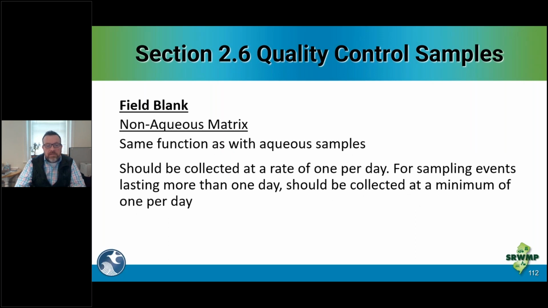For your non-aqueous matrix field blank samples, you serve the same function as your aqueous samples, and at least one field blank should be collected. For sampling events lasting more than one day, they should be collected at a minimum of 1 per day.